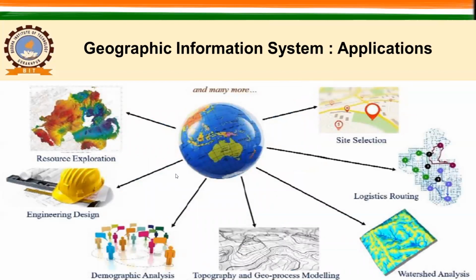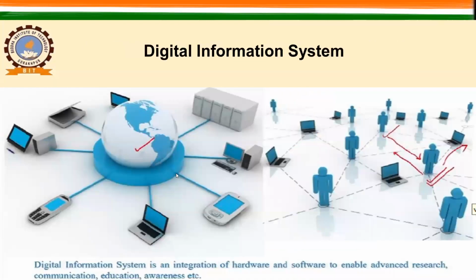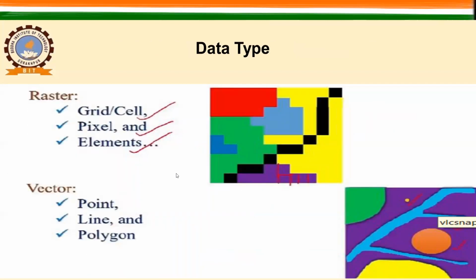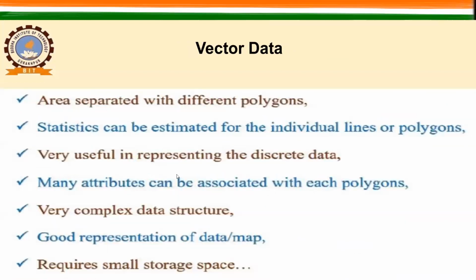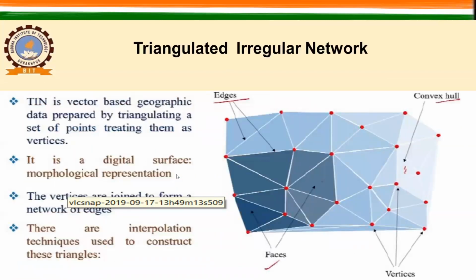There are two major types of data sets. First one is your raster data, then the other is your vector data, right? Raster is basically your images, where you have grids, pixels or elements, whereas in vectors you have point, line and polygon. And there is a third type of data which is known as TIN, that is triangulated irregular network. This is considered as a different category, where we do not consider the TIN as either raster or vector. So this is the third category of the data type.